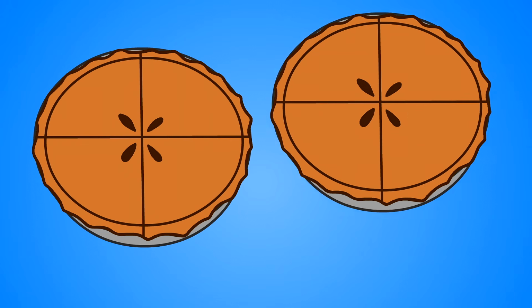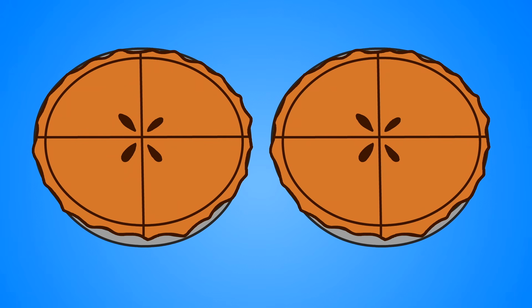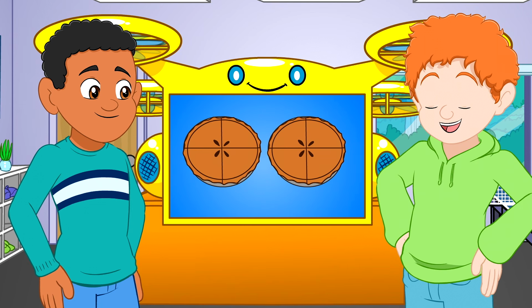Hey, look! 2 pies divided into 4 pieces each. Now that's what I call pie in the sky.